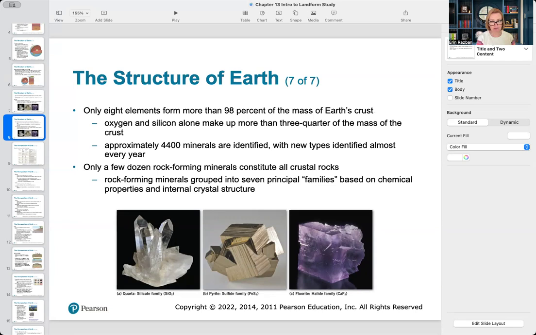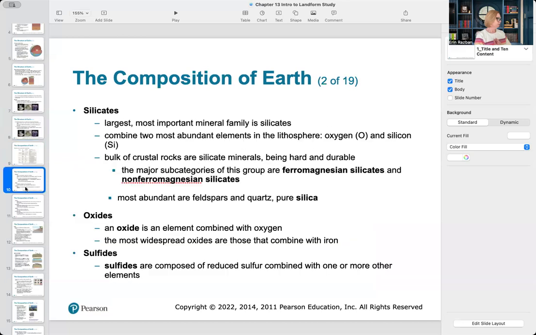Scientists have identified about 4,400 minerals, with new types being discovered each year. But don't worry, you won't need to memorize all of them. Most rocks are formed from combinations of just a handful of common minerals. So we're going to go over these. Minerals are classified into 7 principal categories based on their chemical properties and internal structure.